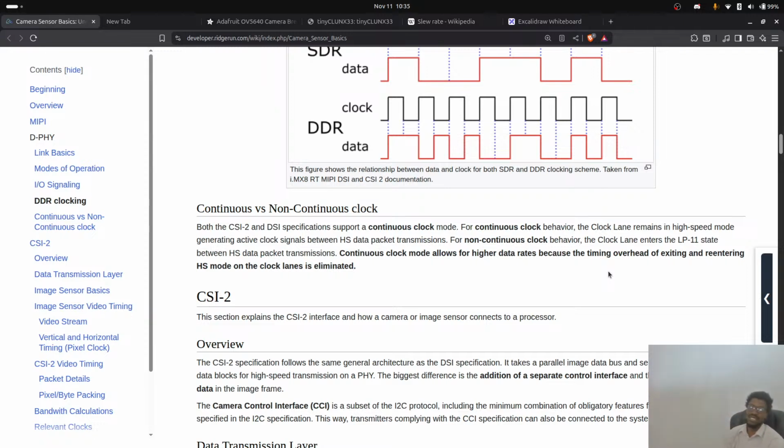Both CSI2 and DSI specifications support continuous clock mode, and for continuous clock mode, the clock lane remains in high-speed mode, generating active clock signals between high-speed data packet transmissions, and for non-continuous clock behavior, the clock lane enters LP11 state between high-speed packets, and this means that in continuous clock mode, you have higher data rates.